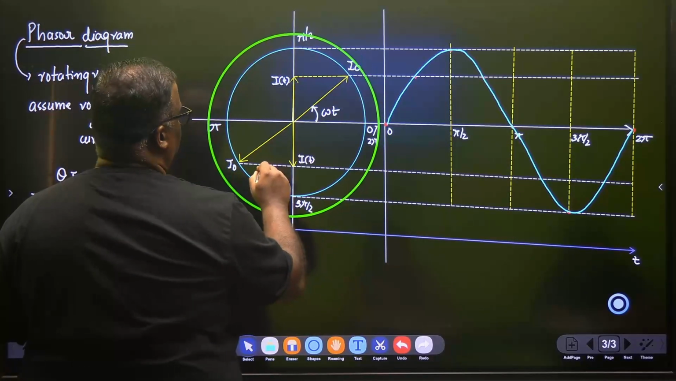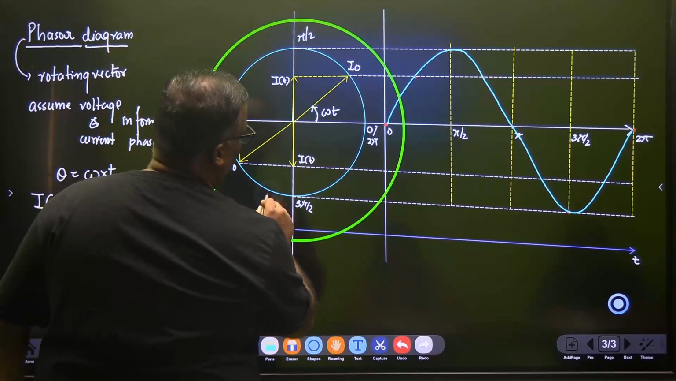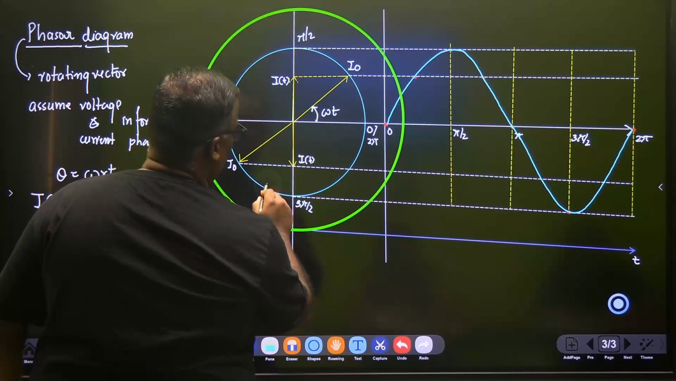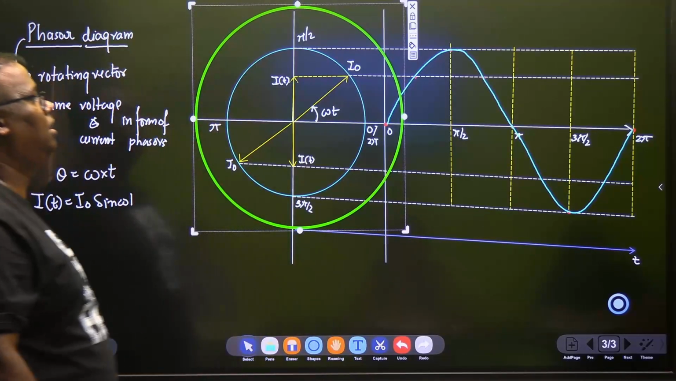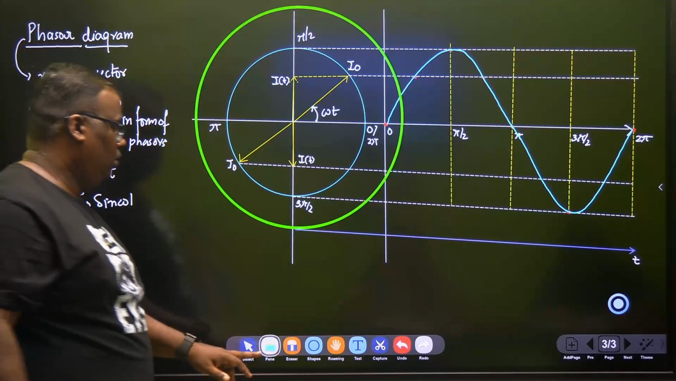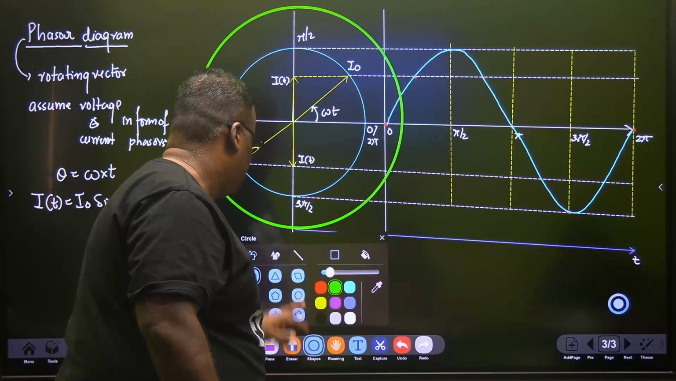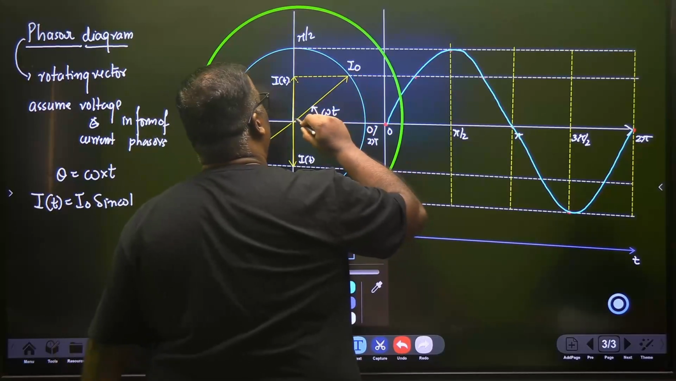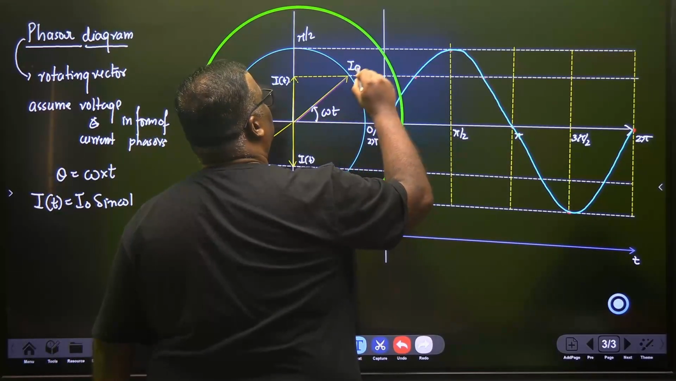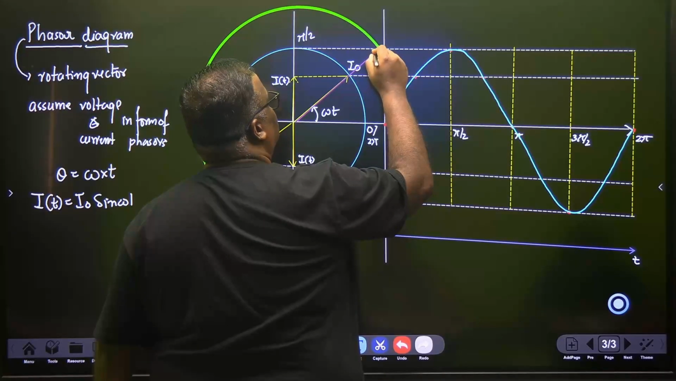So my voltage diagram will be... And now you can plot a voltage phasor also, as you wish. So this is I naught. At that same time, the voltage will have a bigger one. Okay, and say we are on the same phase.